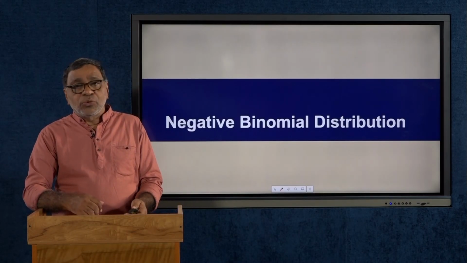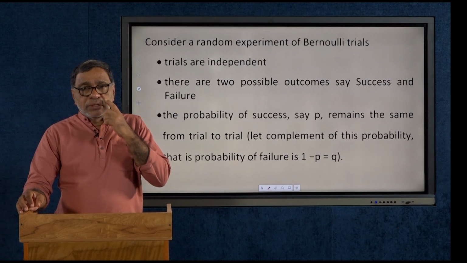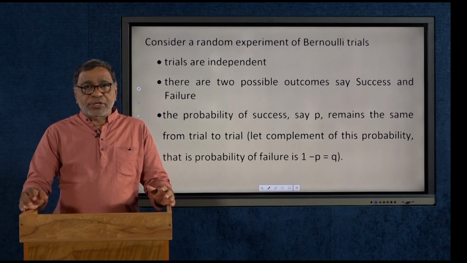Consider a sequence of independent trials, Bernoulli trials, and we know there are two possible outcomes in a Bernoulli sequence of trials, say success and failure. The probability of getting a success, let it be denoted by P, remains the same from trial to trial, and the probability of getting failure is represented by Q, which is equal to 1 minus P. So, this is the Bernoulli sequence of trials.